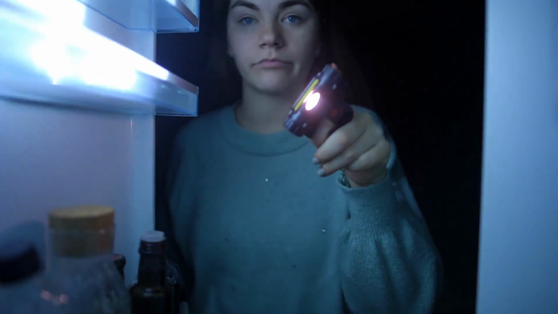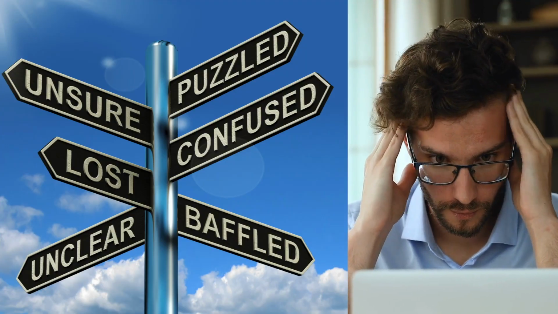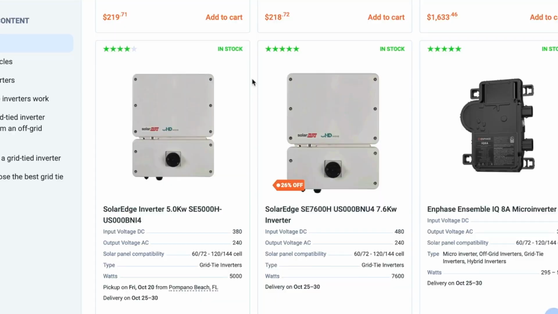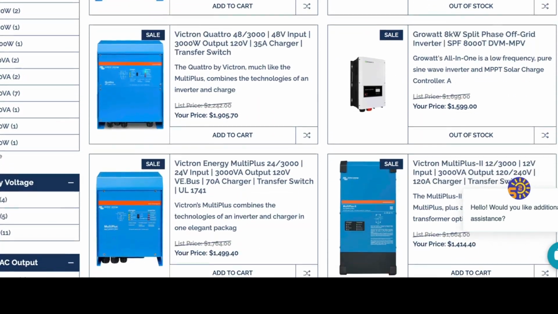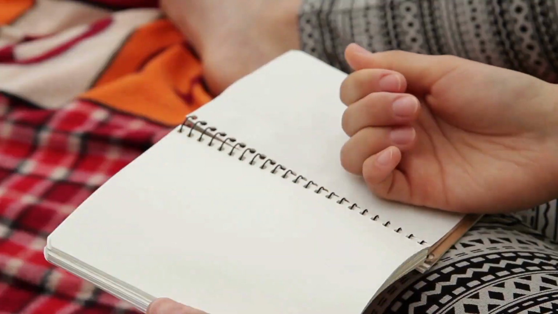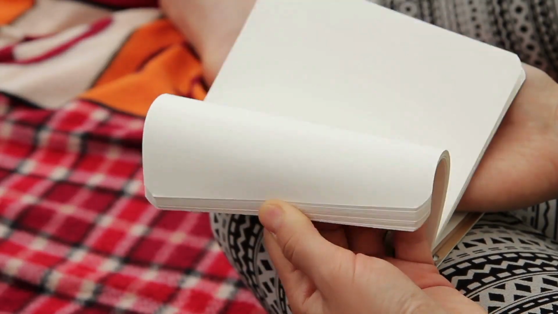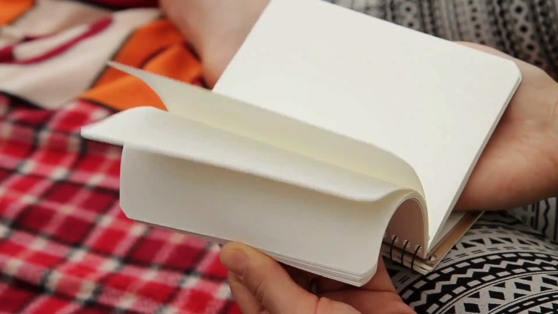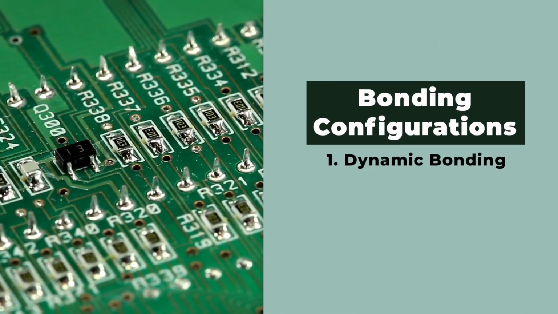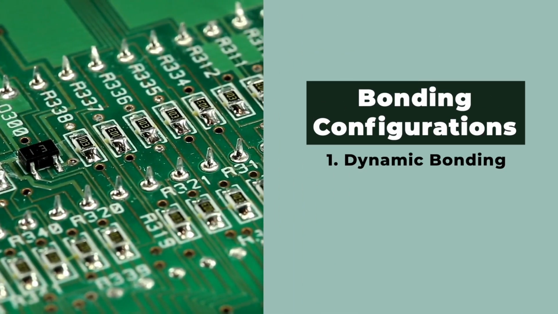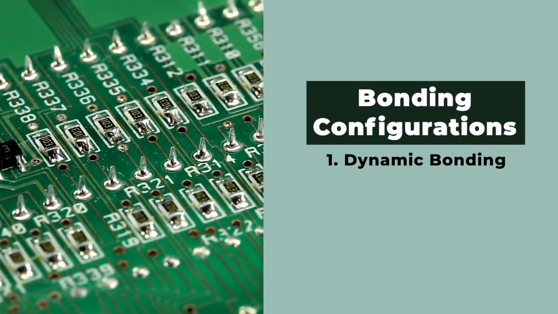power outages. Now, one of the things that makes this whole subject so confusing is that there are hundreds of inverter brands, and they use different internal bonding systems. There's little or no documentation with most of these inverters about how to handle grounding and bonding. Overall, though, there are 3 main types of bonding systems found in inverters. The first one is called dynamic bonding.